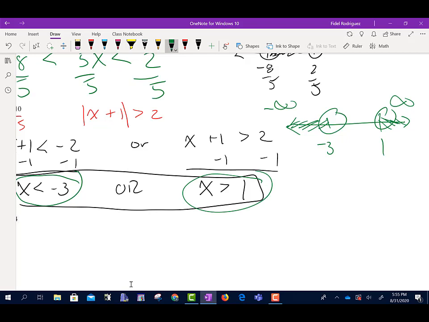Now, what's the next thing I want to do? I'm going to write my answer in interval form. Negative infinity to negative 3 with a parenthesis. 1 to infinity with a parenthesis. And connect them with a U. Okay.